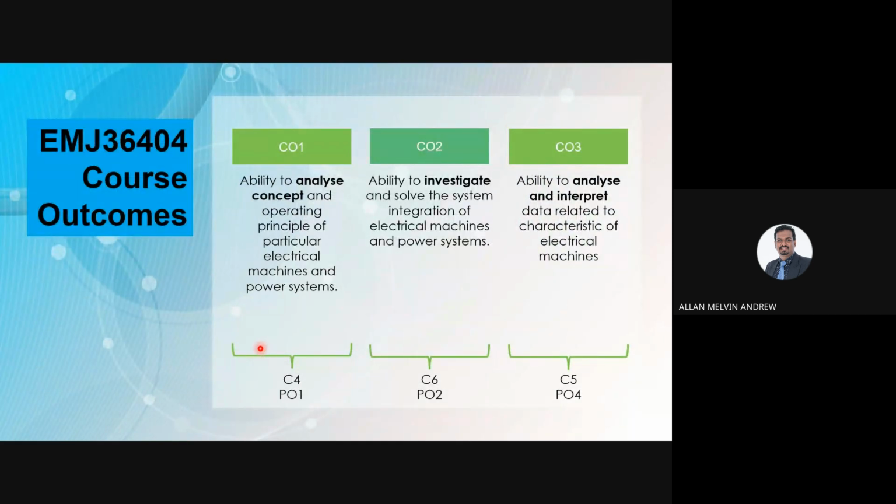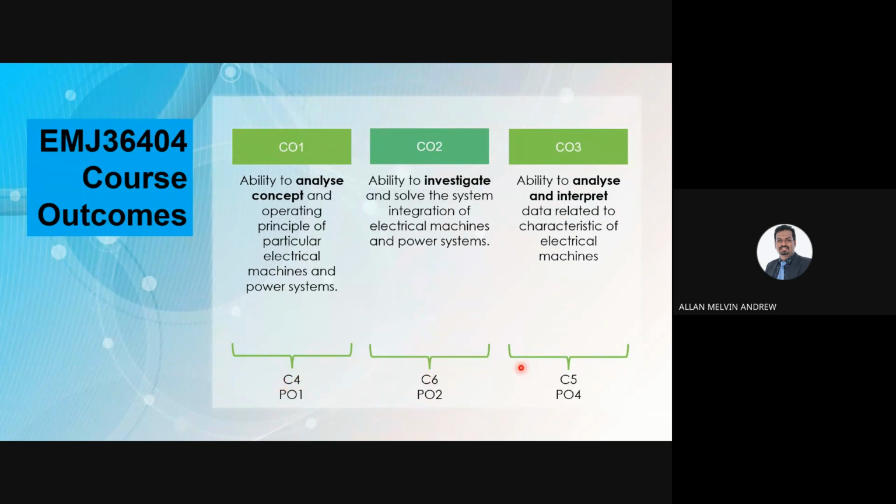Okay, for the subject, we have 3 COs. CO is course outcome. So course outcome 1, course outcome 2, and course outcome 3. For course outcome 1, we will test you on the ability to analyze concepts and operating principles of particular electrical machines and power systems. Okay, so it's covering C4. So in total we have until C6.